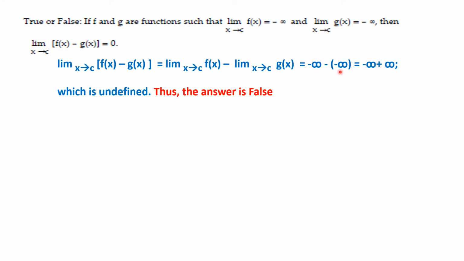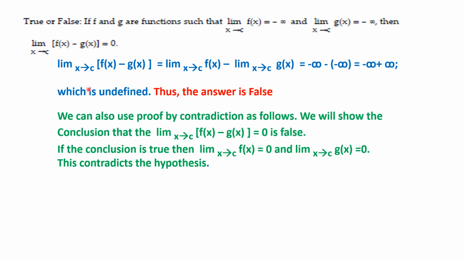However, this is undefined. We cannot do subtraction at infinity. So thus the answer is false. That means it's not true. This statement is not true. We could also handle this in a different way. We can use proof by contradiction as follows. We will show the conclusion that the limit as x approaches c of the difference equal to 0 is false.